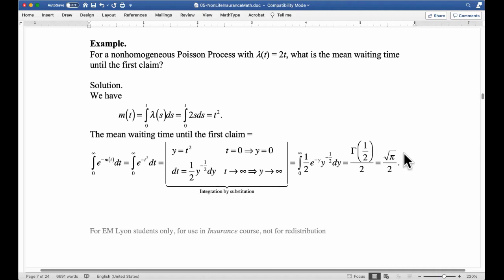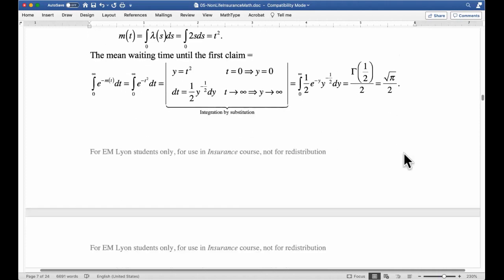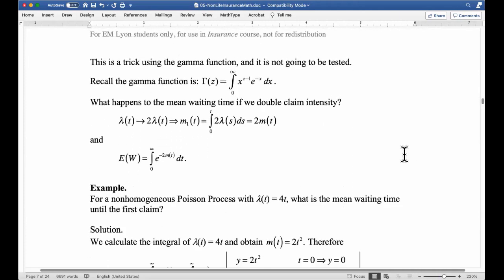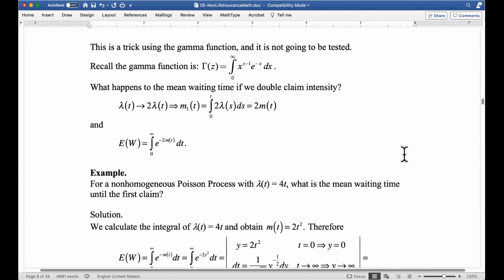Now, if you look up in Wikipedia what the gamma function is, that's what we're using here. This is the gamma function evaluated at 1/2, divided by 2, and that's equal to square root of pi over 2, because the gamma function evaluated at 1/2 is equal to square root of pi. This is a trick using the gamma function, and it's not going to be tested. The gamma function is defined as the integral from 0 to plus infinity of x to the z minus 1 e to the minus x dx, but this is gamma of z.